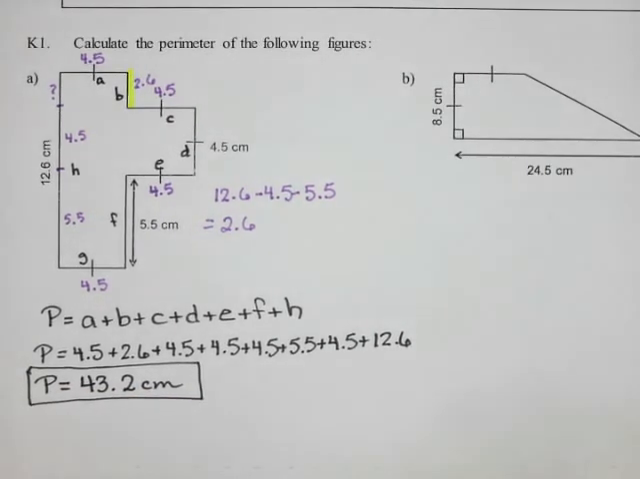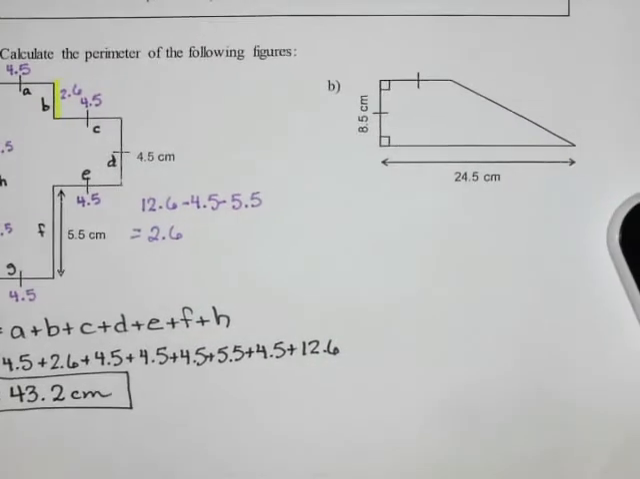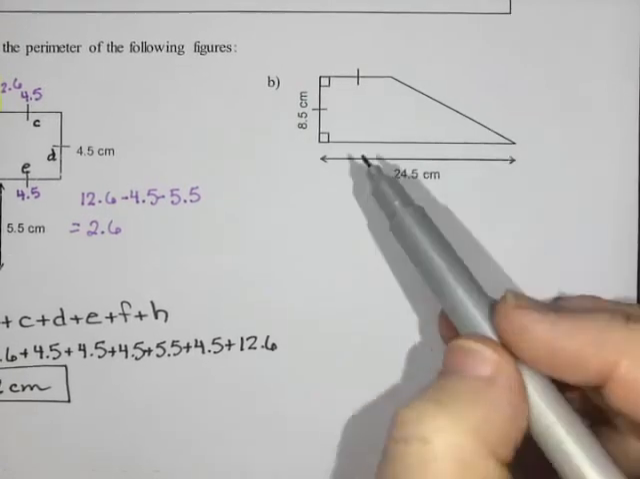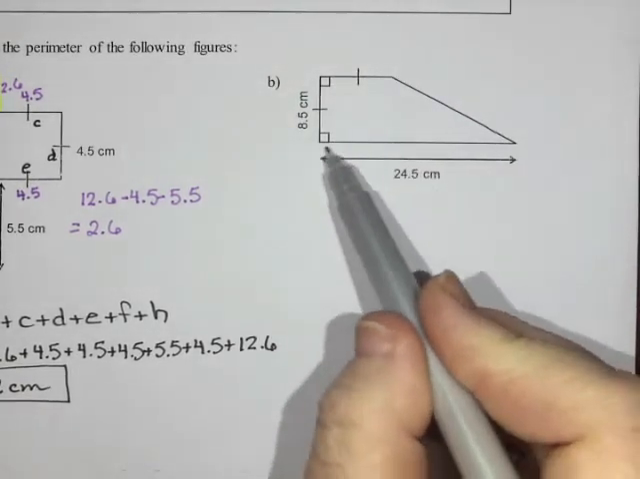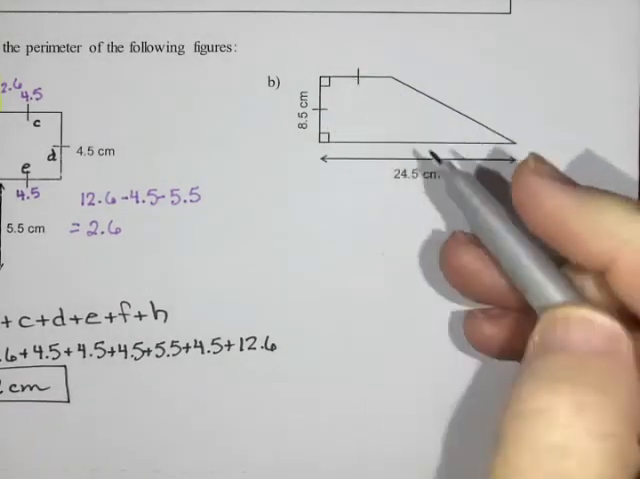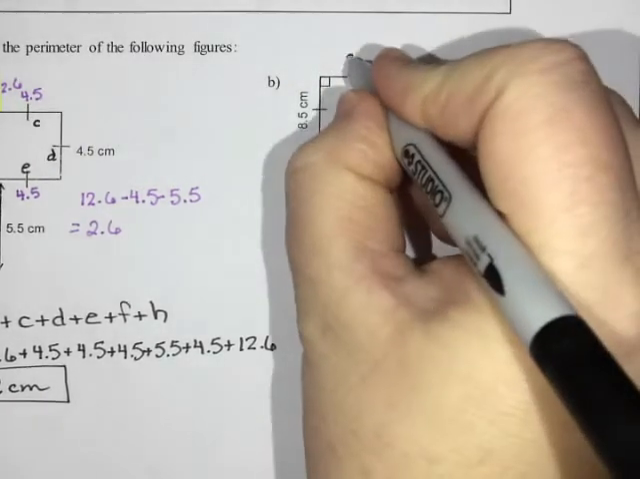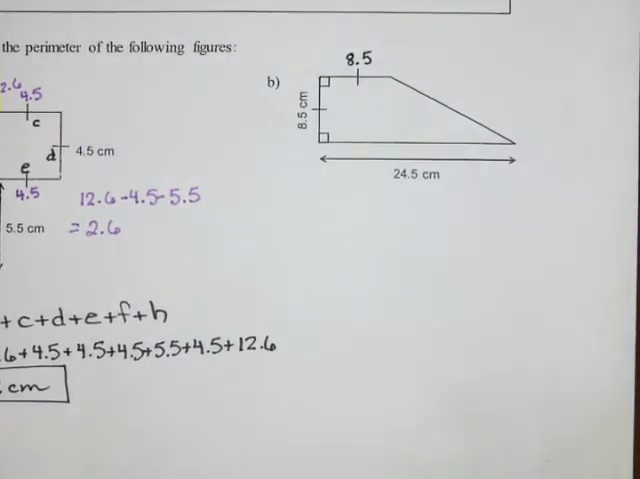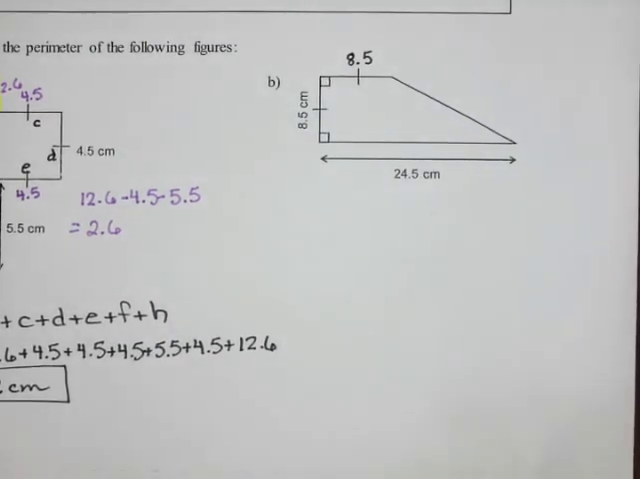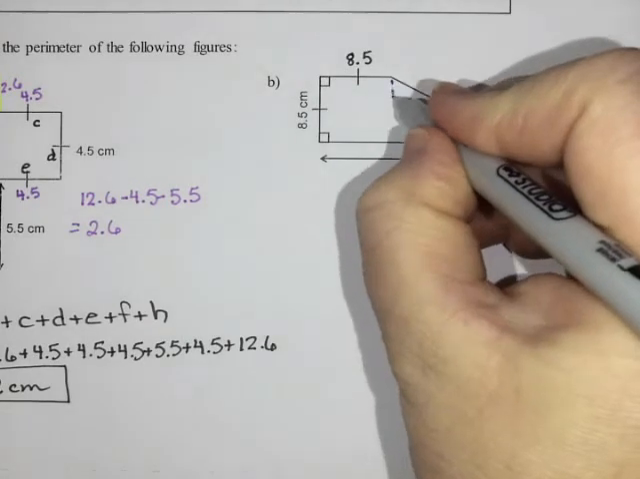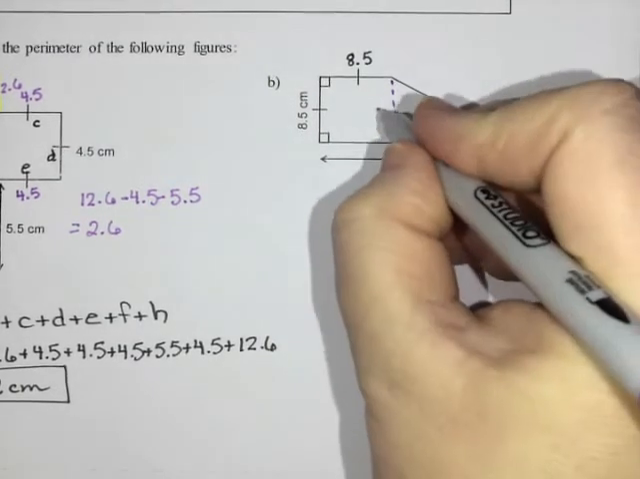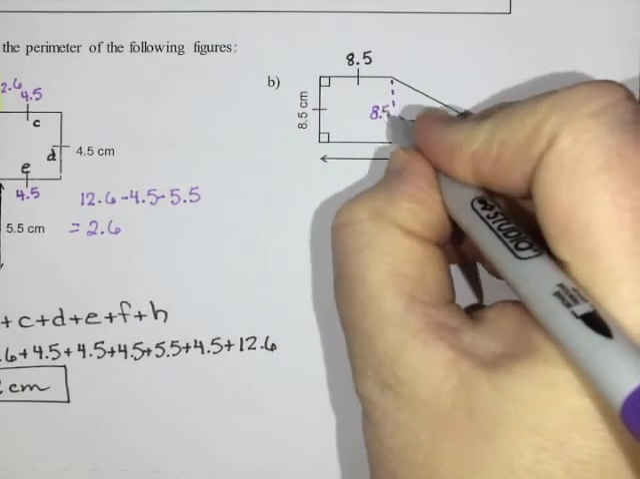Our second question, this shape is a trapezoid. So I could look at the formula sheet for a trapezoid, but really I'm just going to add the 4 outside sides together. Now I notice there's a tick mark here and a tick mark here. So if this is 8.5, this side here is also 8.5. What I don't know is this slanted side over here. So I'm going to draw in the height of the trapezoid. And I notice if this is 8.5, this part here is also 8.5.